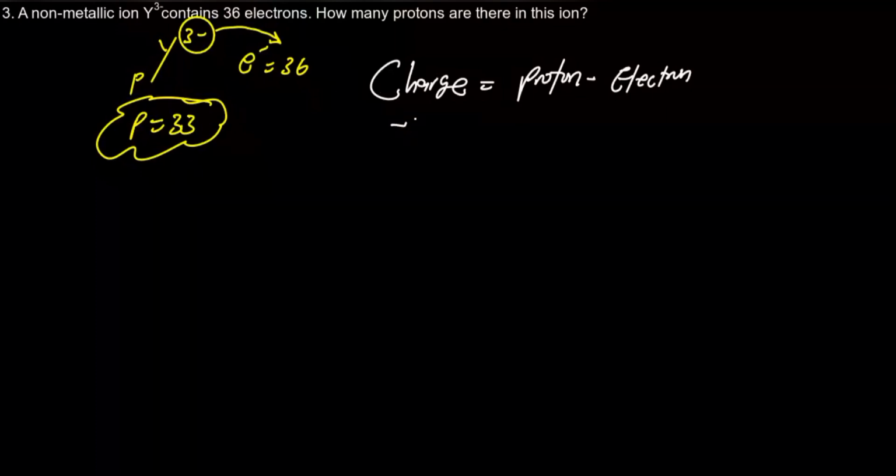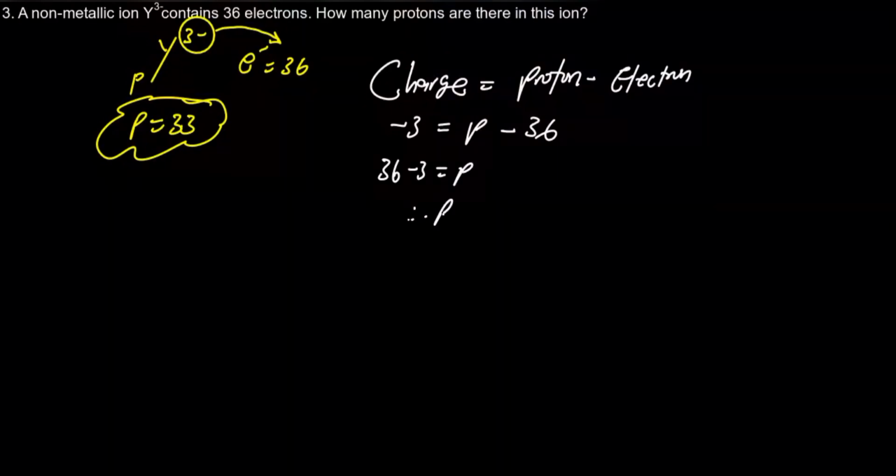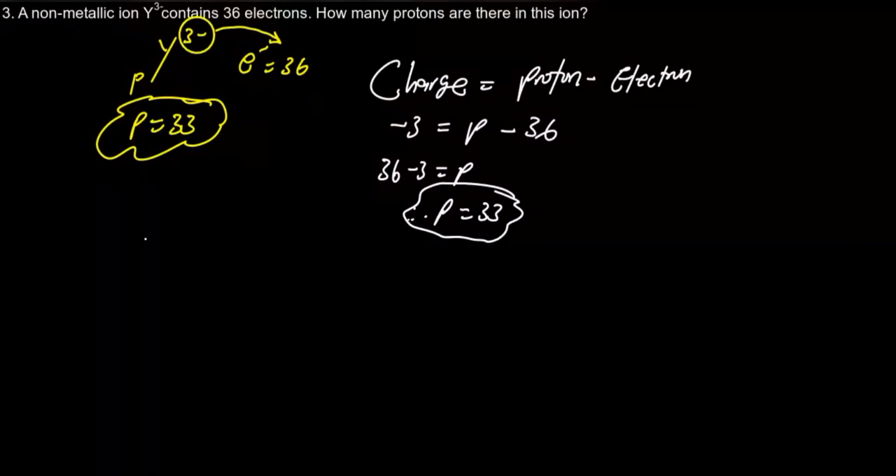So let's go. What is the charge here? I have minus 3. What is the number of proton? I don't know. And what is the number of electron? That's 36. When I bring minus 36 to this side, I'll have 36 minus 3 equal to number of proton. Therefore, number of proton equals 33. You can be using this formula. It's very straightforward. The charge equals the number of proton minus electron. And that is it.